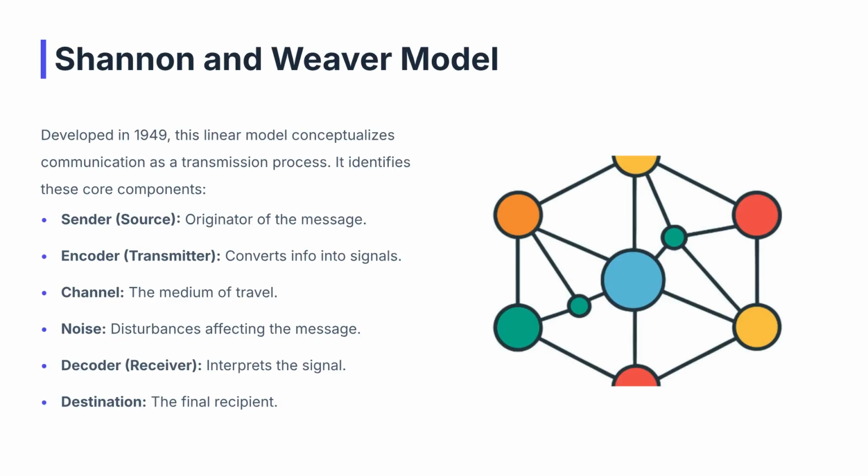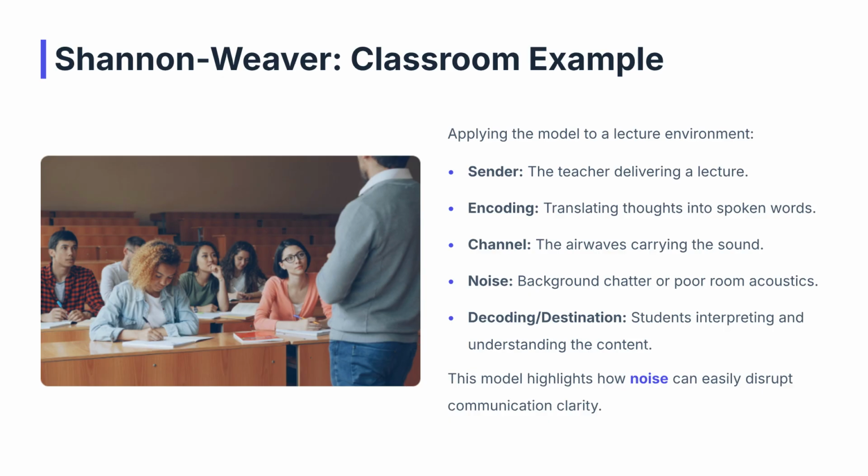Developed in 1949, the Shannon and Weaver model views communication as a linear transmission process. It consists of a sender, an encoder, a channel, the potential for noise, a decoder, and the final destination of the message. To illustrate, consider a classroom lecture.